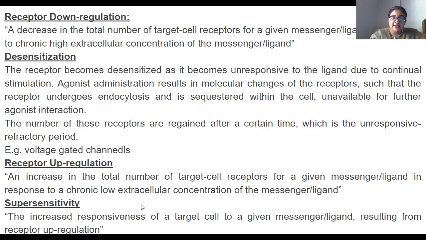It means that this receptor will actually get detached from the cell membrane and get inside. We are looking over here at the terminology endocytosis. It means that the receptor which was attached on the cell membrane is now getting detached from there and getting inside the cell, and it is becoming unavailable for binding. The number of these receptors is regained after some time. That period in which those receptors are not there, because they were inside the cytoplasm, that specific period when the cell was unresponsive is called the refractory period.